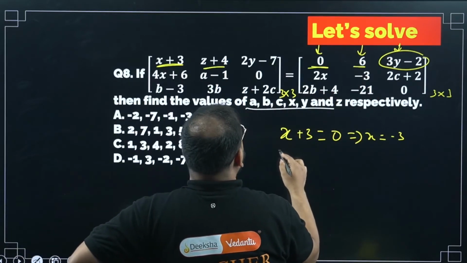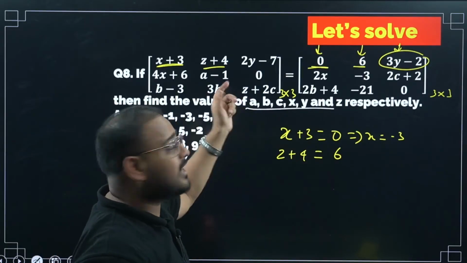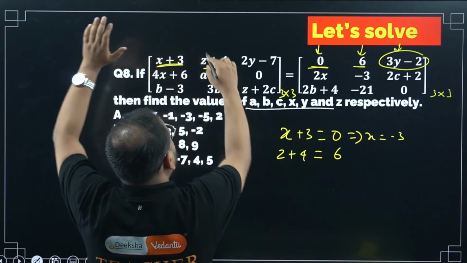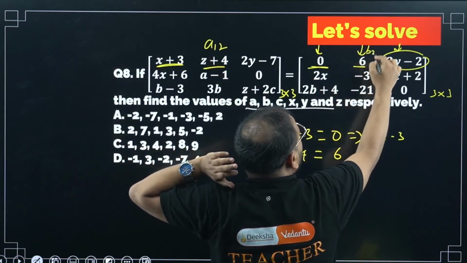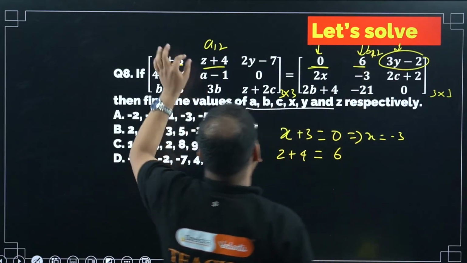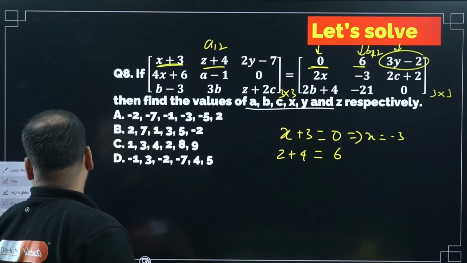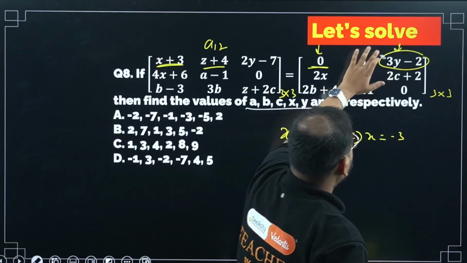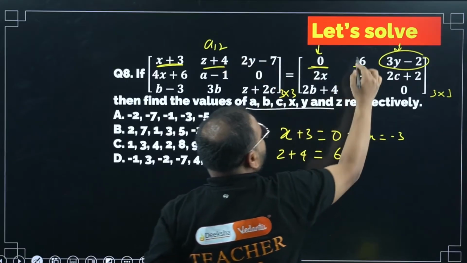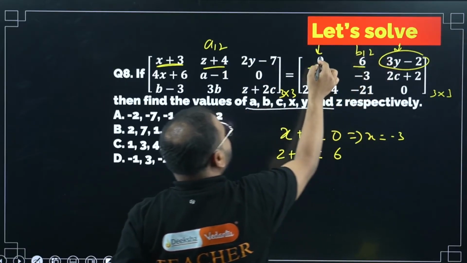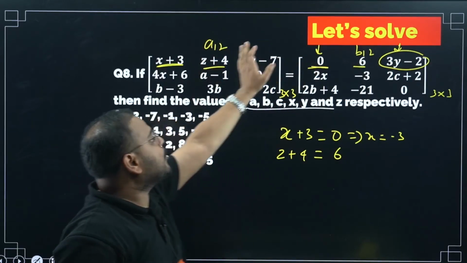So what about Z? Z plus 4 equal to 6. Why is that? They are equal, corresponding elements. What is the name of this element? A1,2, right? And this will be B1,2. If this is A1,2, this is B1,2. They are corresponding elements, no? I hope this is clear. Corresponding elements mean this is B11, A11, so A11 will be equal to B11. A12 will be equal to B12.